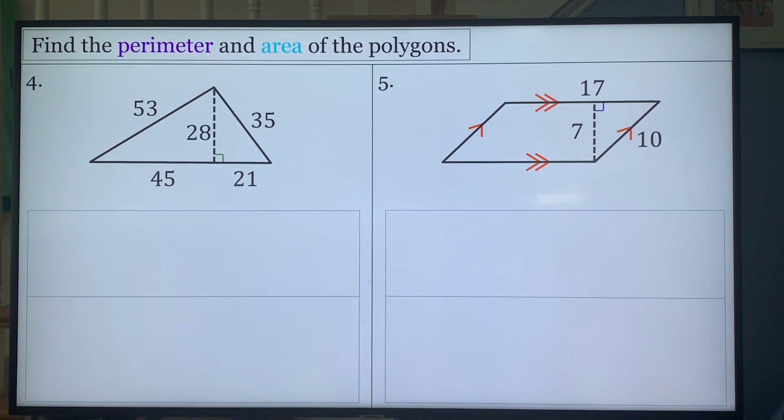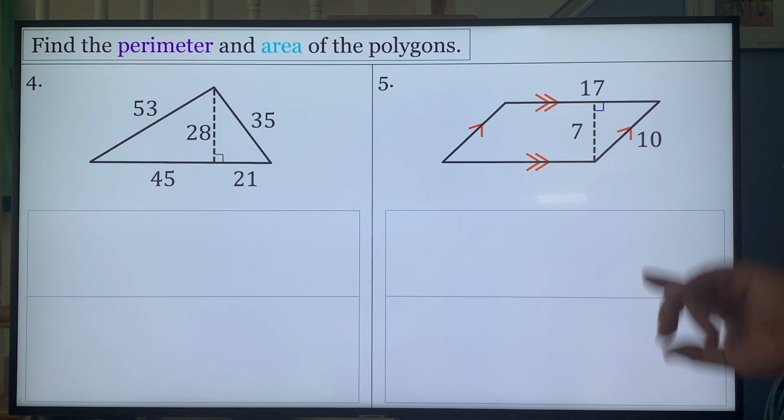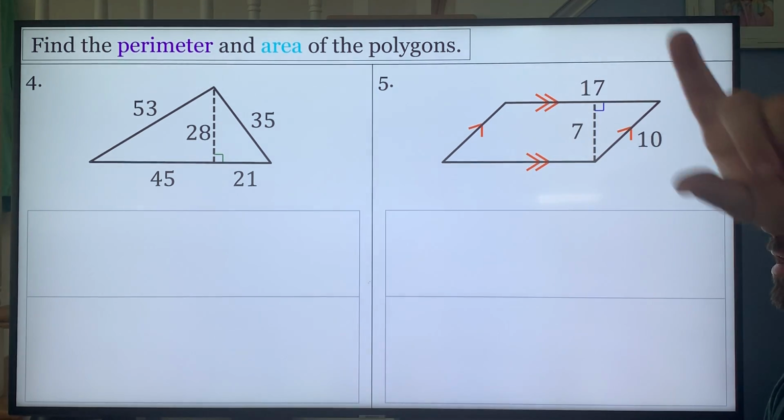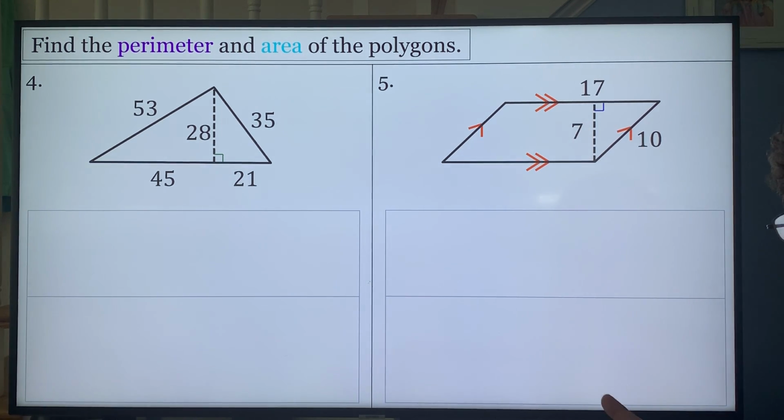All right, so now what we do is find the perimeter and area of the polygons. So we're going to throw it back in perimeter, because how can you leave geometry class without doing perimeter and area? Very strange that they don't have it in the book. But perimeter is the distance around something, in case you forgot. Okay, so the inside doesn't matter. All that matters is the outside.